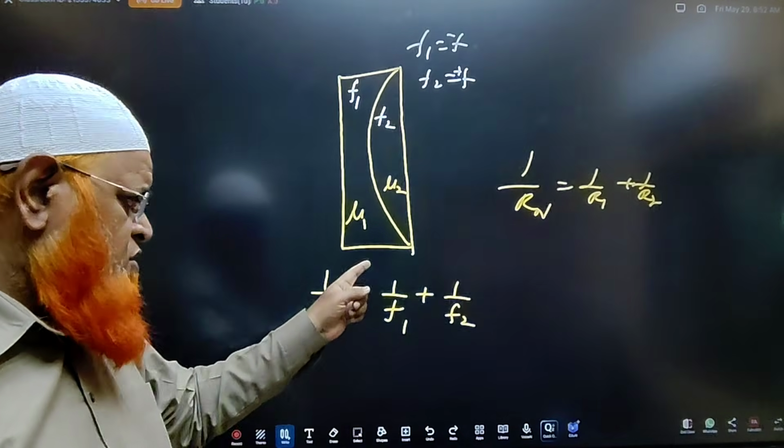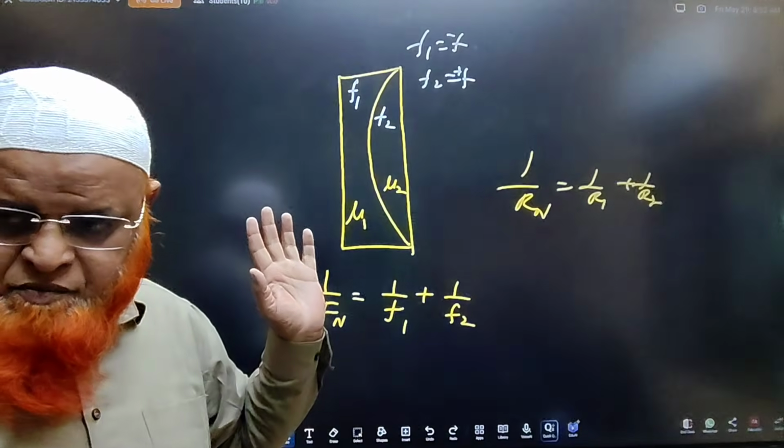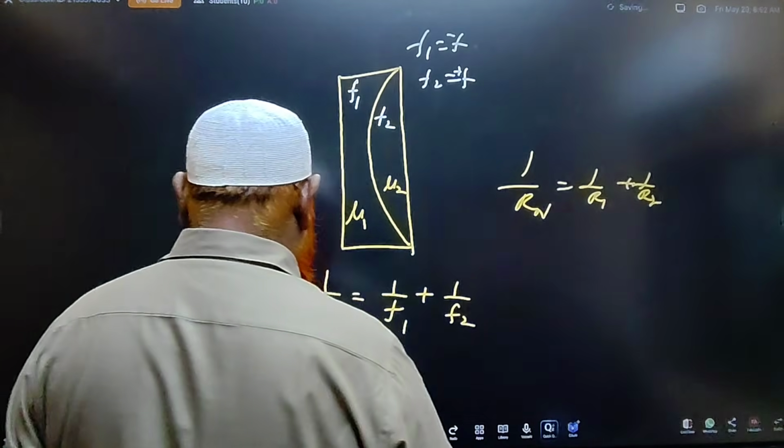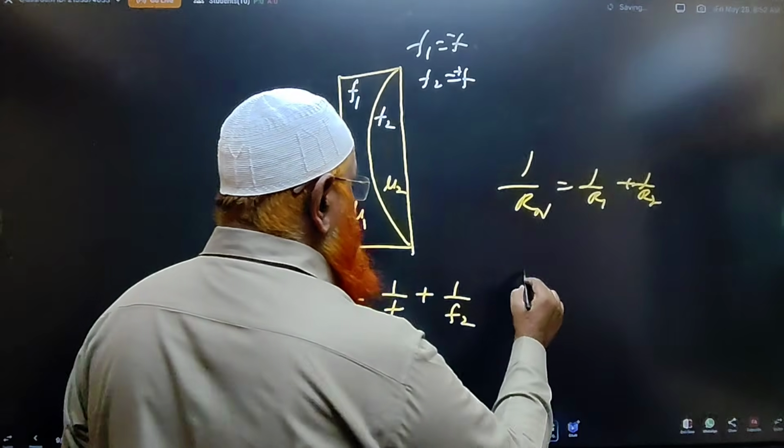1 by f net is equal to 1 by f1 plus 1 by f2. So how do you write the net focal length? How do you find out the net focal length? What is the method to find out the net focal length?